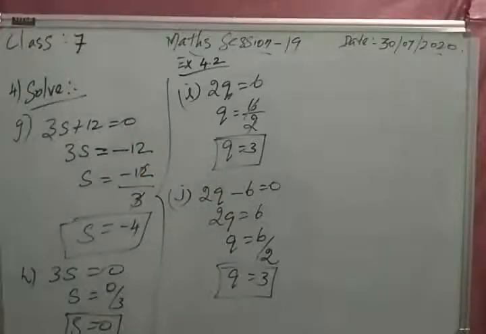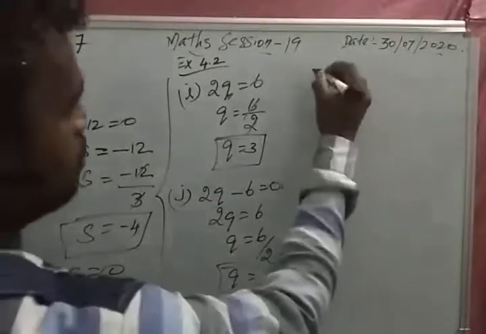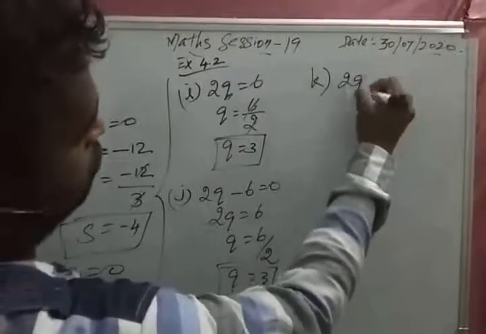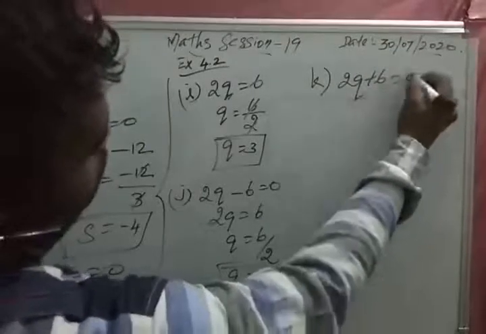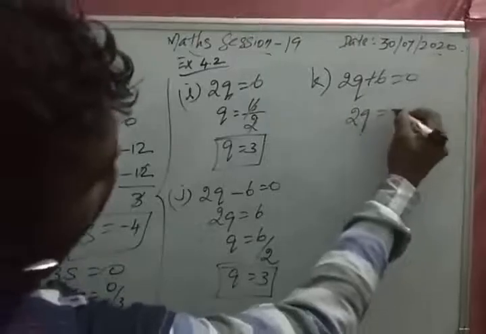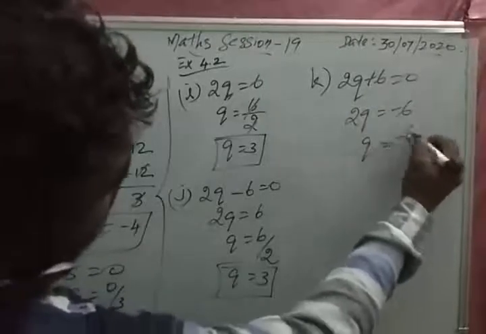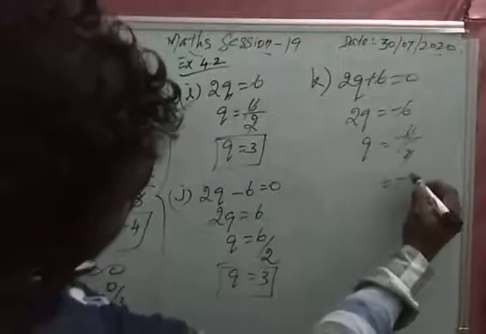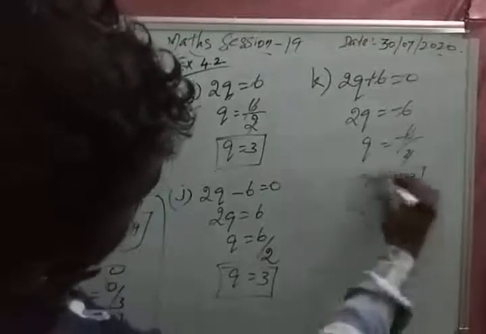Next one, K. 2Q plus 6 is equal to 0. Then 2Q is equal to minus 6. Q is equal to minus 6 divided by 2, minus 3. Q is equal to minus 3.